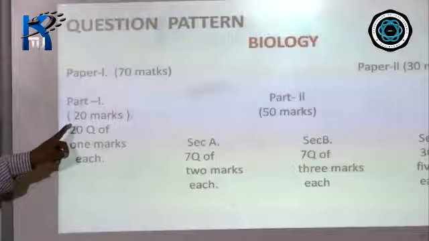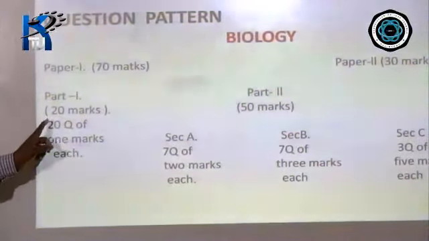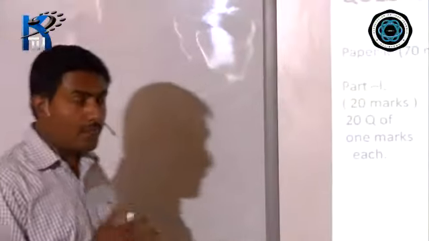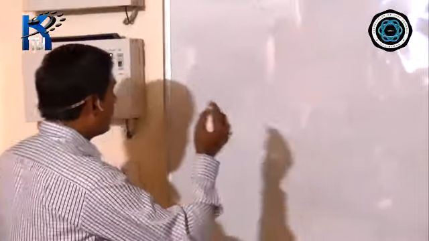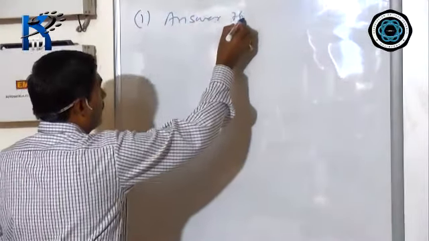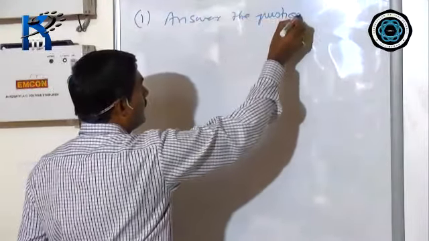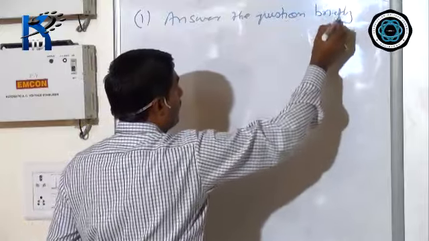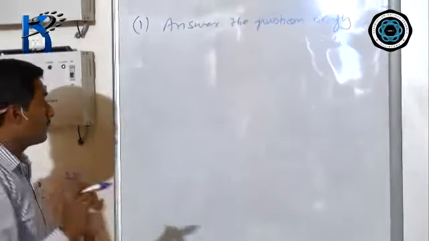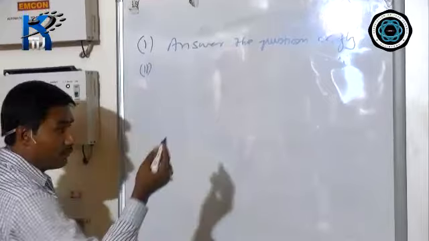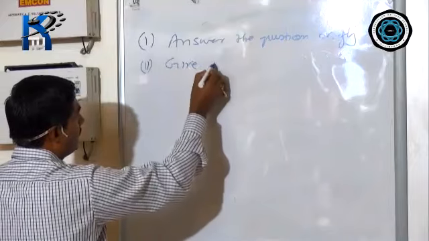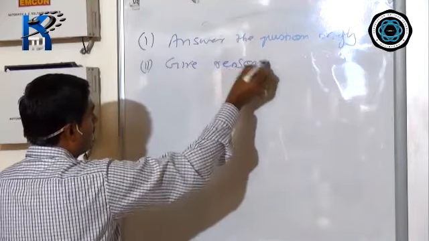Now in Part 1, where there will be 20 questions of 1 mark each, what type of questions can there be? Basically it can be: answer the question briefly, but you have to understand here it is of 1 mark, so write the answer accordingly. Number two can be give reason type.